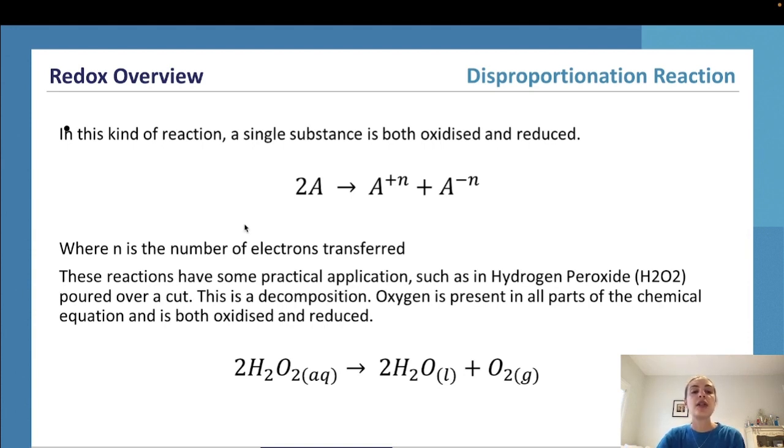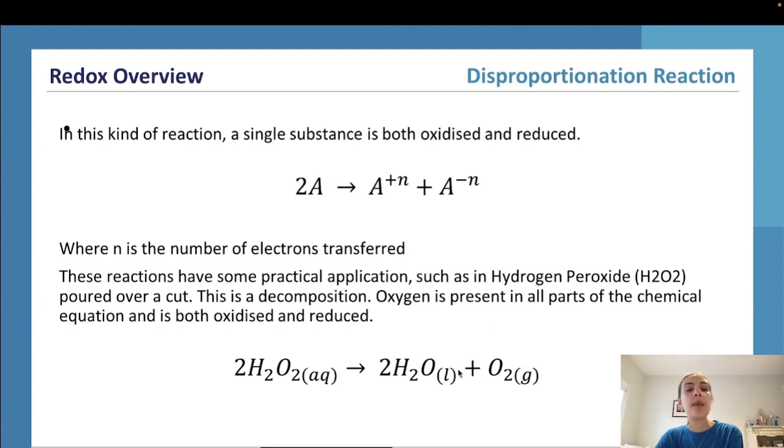And so these reactions have some practical application, such as when you have hydrogen peroxide, which gets poured over a cut for sterilization, and this performs a decomposition reaction. And so we've got oxygen which is present in all parts of the equation, and it's being both oxidized and reduced. And so this is why you keep hydrogen peroxide in a dark bottle, because otherwise it will just spontaneously decompose under the presence of light.